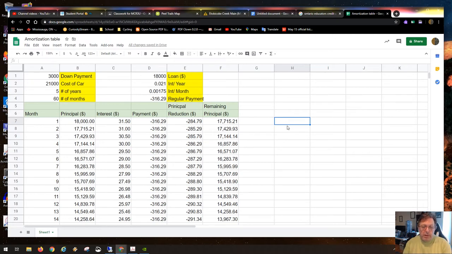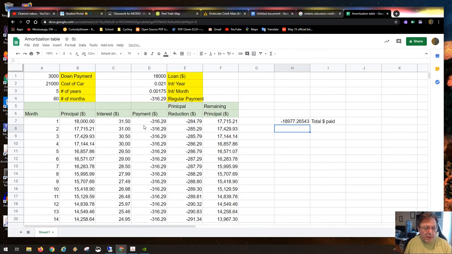Some other things that are of interest, pardon the pun, are what is the total amount of money that you paid for that $21,000 car? It's kind of interesting to figure that out. Well, that actually is really just your regular payment multiplied by the number of months. You don't have to sum any column, although you could.